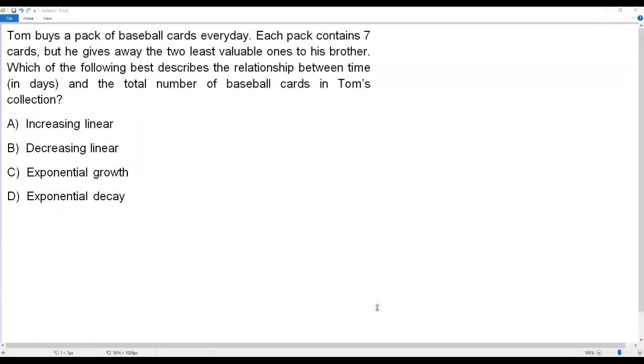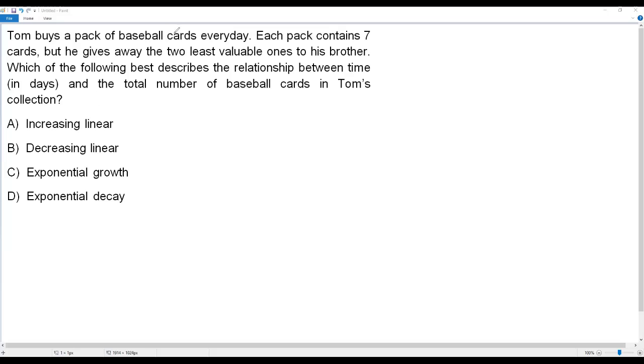Here we have a SAT math question. Okay, let's go with the information. Tom buys a pack of baseball cards every day. Each pack contains 7 cards, but he gives away the 2 least valuable ones to his brother. Which of the following best describes the relationship between time in days and the total number of baseball cards in Tom's collection? Okay, so according to the information, Tom is buying 1 pack of baseball cards every day.